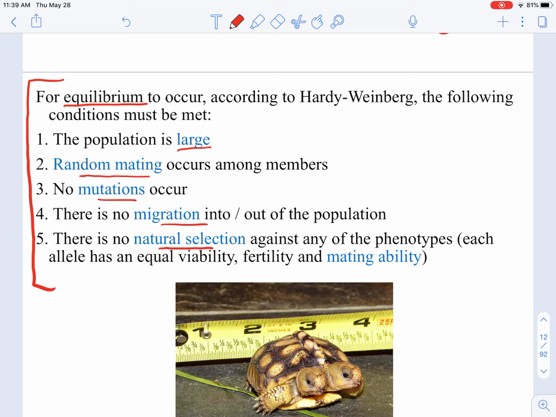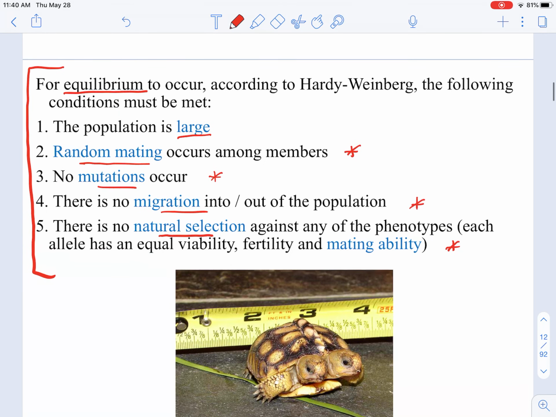So you guys may have realized through this list that these are not possible. It is not possible for all populations in any area to be large. We already know with the grouse, as well as other populations, that they do not randomly mate. There is sexual selection. We know that mutations are going to happen, and migrations will happen. They will move, and there will be natural selection because some will be better suited to the environment than others. So knowing that this list is almost impossible, you may be wondering why we bother even analyzing it.